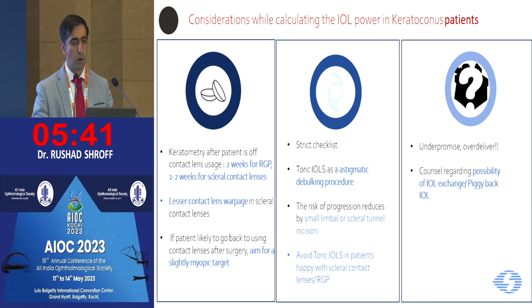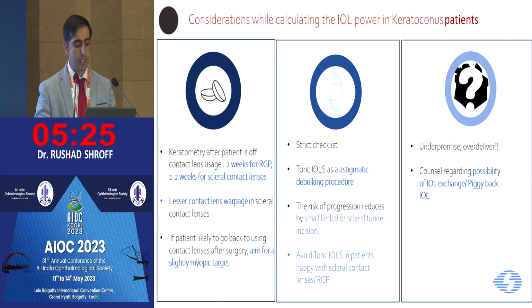So one important thing in history to take in your keratoconic patients: are they contact lens wearers? This is important because they have to be off their contact lenses. You'll have a lot more rigid lenses in these patients, so they have to be off that for about 2 to 3 weeks. Otherwise, contact lens warpage can occur.